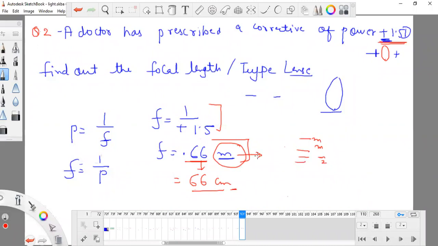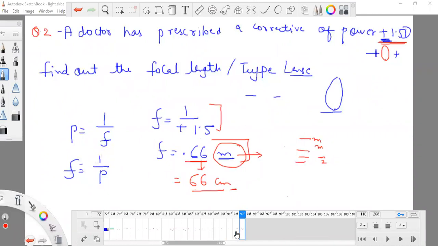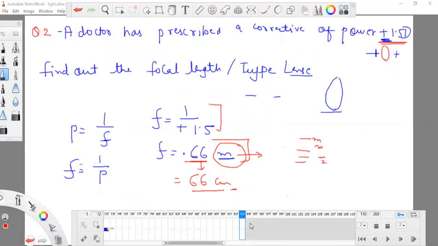And if it is given in centimeters, then you have to convert it. But the first answer you are getting is in meters. You have to consider that the first answer I'm getting is in meters. The first answer I'm getting by solving these two, just write meter in front of it. Okay, so this is my question.